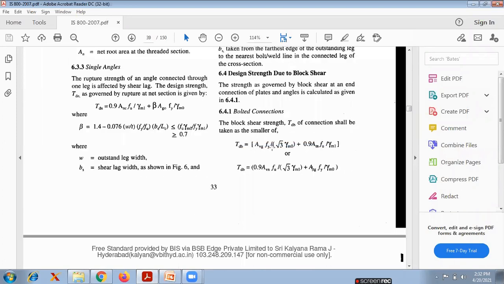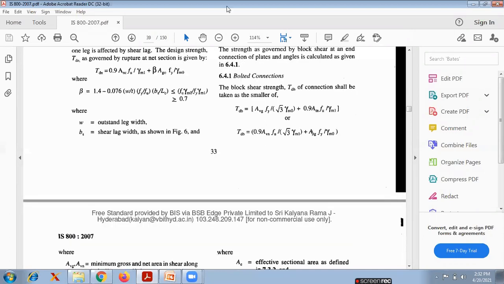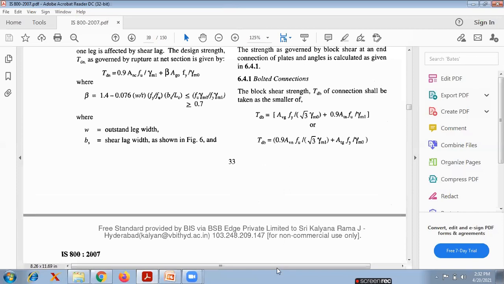From this one, we calculated AVG, AVN, ATN, and ATG. V is nothing but shear. T is nothing but tension. Never ever forget this one. G is the gross and N is the net area. So that means AVG, if you observe here, my dear students, never ever confuse this one.